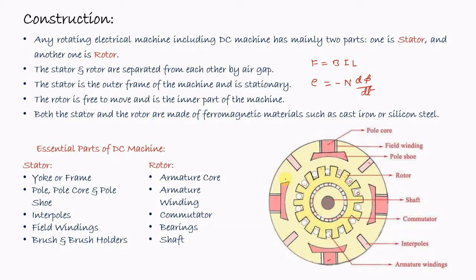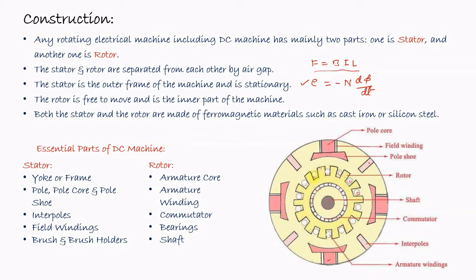So here the magnetic field is produced in the stator, and when we supply the current from the external circuit to the rotor windings, that means armature windings, then depending upon the F equals BIL formula, the rotor will start to rotate and we will get the mechanical energy. On the other hand, if the rotor is rotated by some prime mover, then within the magnetic field there will be a change in flux that will cut the rotor conductor. Then according to Faraday's law of electromagnetic induction, the EMF will be induced in the rotor conductor.